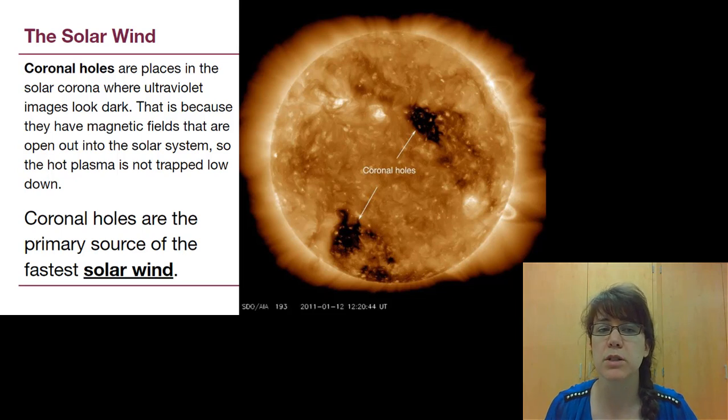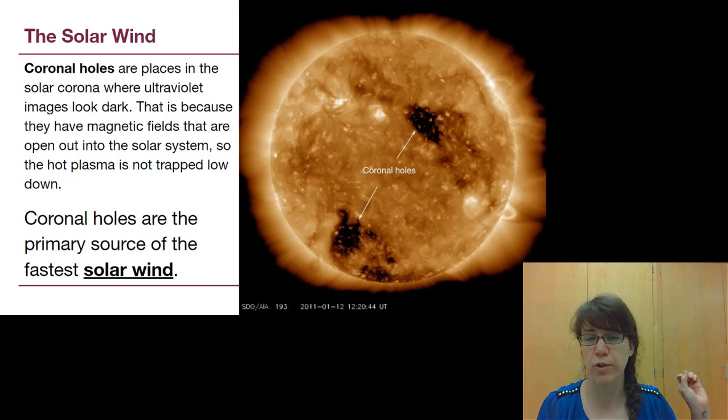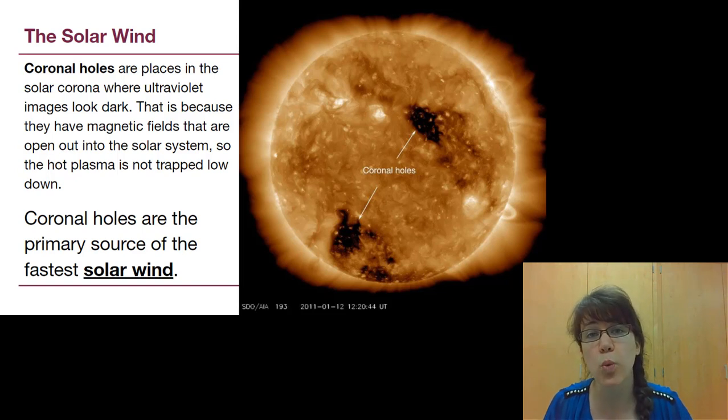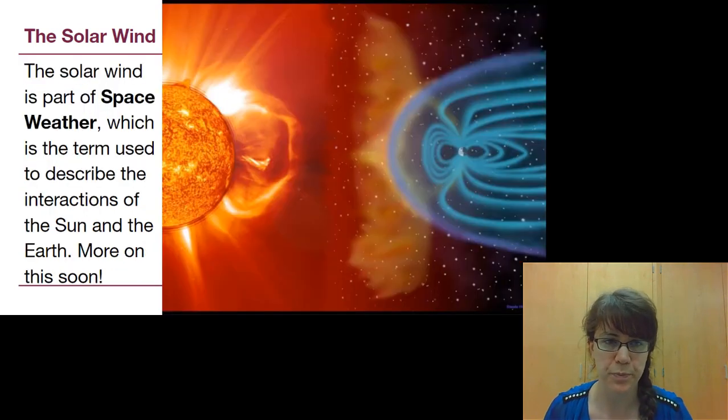Coronal holes are places in the corona where it looks darker in images because the plasma is not trapped low down where that image is being taken. The plasma is free to flow outwards. And so coronal holes are the place where we get the fastest parts of solar wind. And the solar wind is one of many parts of what we call space weather.